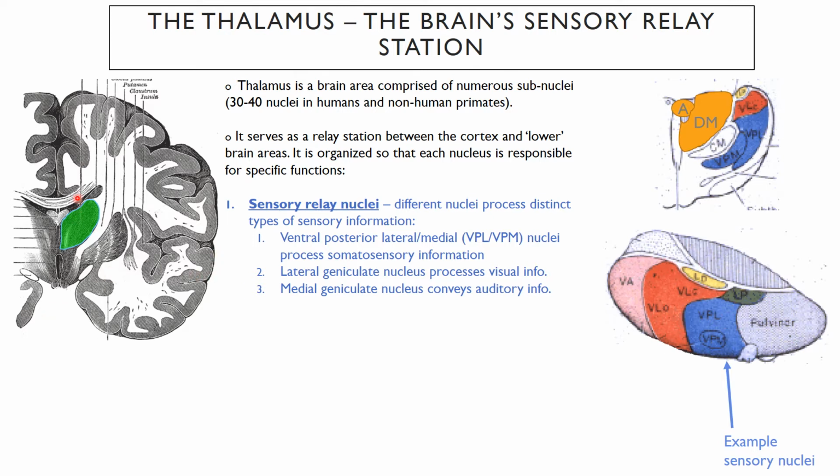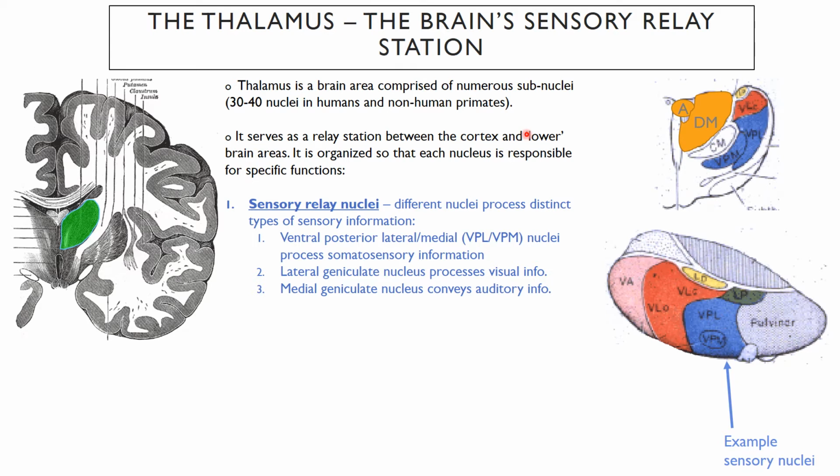So in a coronal section, this is where the thalamus is located, right here. And it has somewhere between 30 and 40 subnuclei. So you can break it down into several different brain areas, each serving as a critical relay station for the cortex and other brain areas. So the thalamus is organized so that each nucleus is responsible for specific functions. And we can break down these functions into 3 major subdivisions.